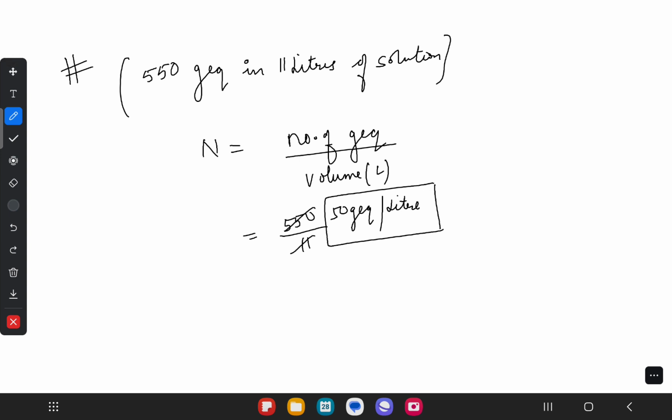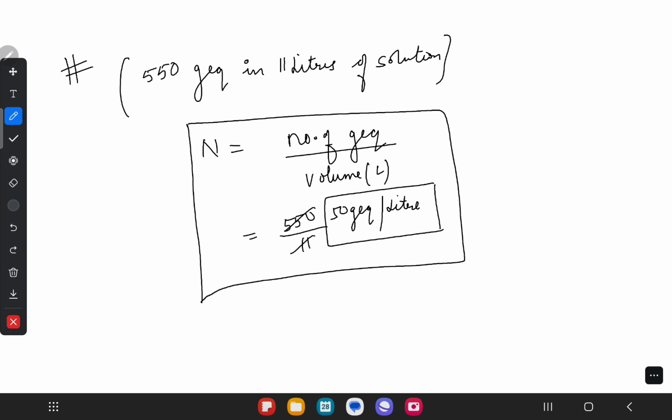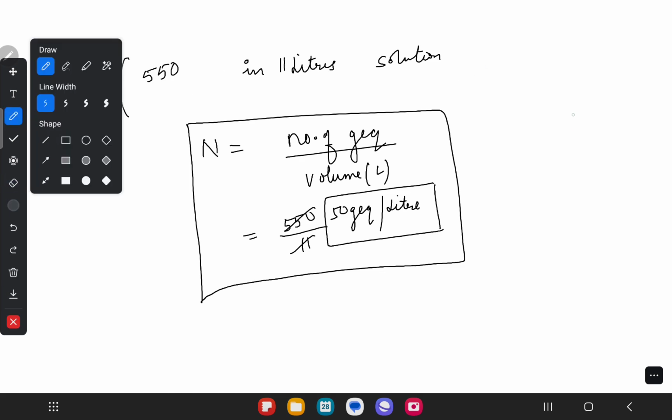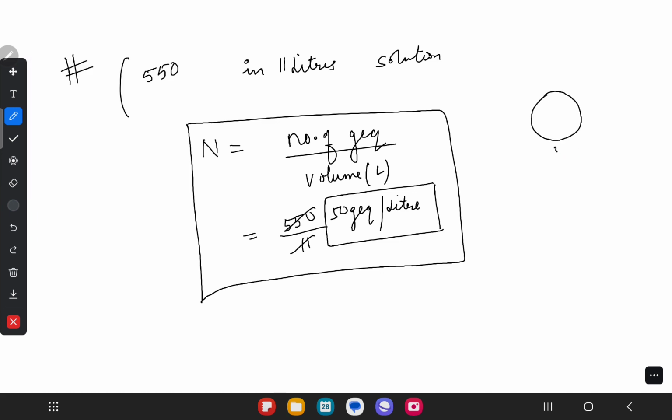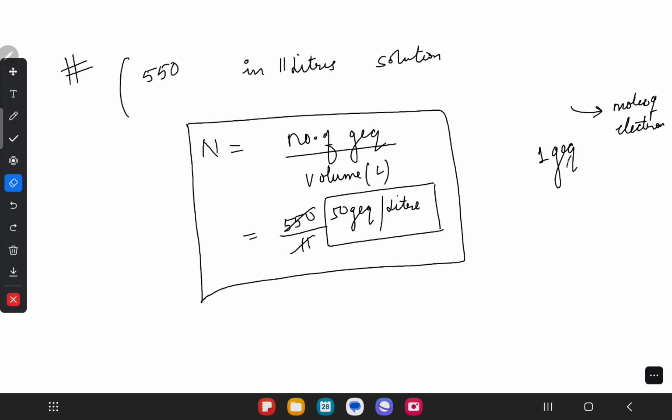Is that clear? Yes. Now that's the concept. Now, what do you mean by 1 gram equivalent? Just tell me that. This packet shall release how many moles of electrons? 1 gram equivalent will release 1 mole of electrons.